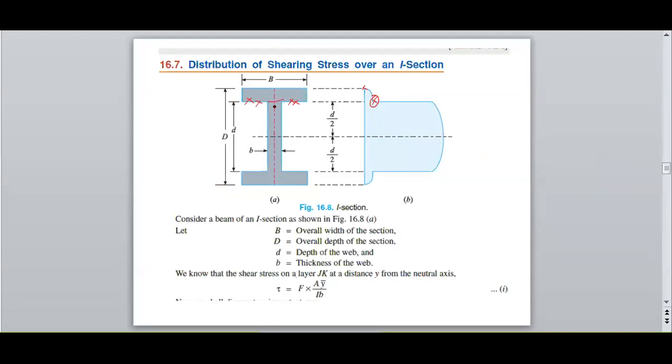Next, if I consider the web, at the top of the web, I will get this value. Next, at the neutral axis, I will get this value. Since it is symmetrical about the neutral axis, I will get a symmetrical diagram from the bottom. Therefore, using those values, I need to draw the shear stress distribution along the depth.